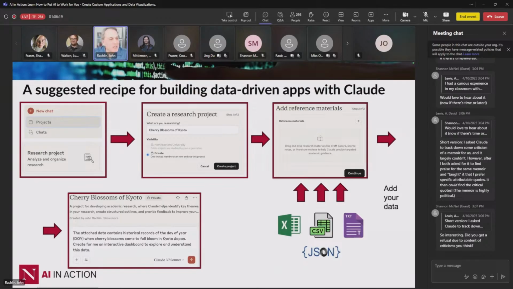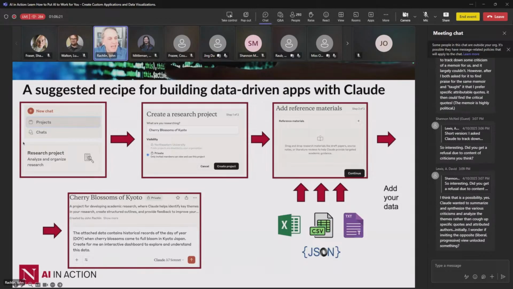But the way that I do this, I select projects. I specifically ask to create a research project. Claude will ask you for the name of your project. You create the project, and the first thing it asks you to do is upload reference materials. In our context, that reference material is the data that we want to work with. And Claude will support a variety of different formats, including CSV tabular data, text files, JSON, a data interchange format used in web services, and of course, Excel spreadsheets.